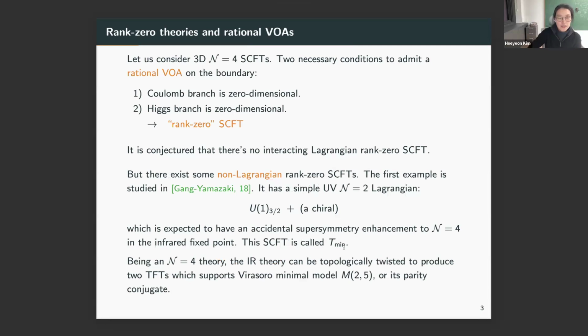And this is now, the infrared theory is now an N=4 theory. So the theory can be topologically twisted to produce two different topological field theories under the topological A twist and B twist. And these are expected to support some interesting rational vertex operator algebra. In this case, it turns out to be the Virasoro minimal model M(2,5), which is the simplest example of the non-unitary Virasoro minimal model, which is sometimes called the Lee-Yang singularity, or its parity conjugate, depending on the topological twist that you choose. Okay.